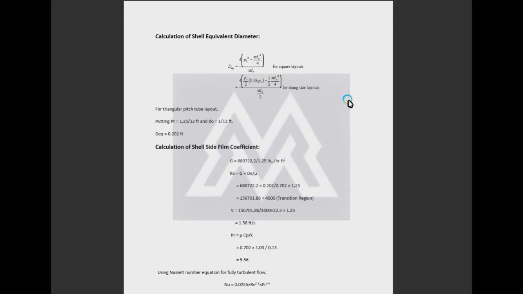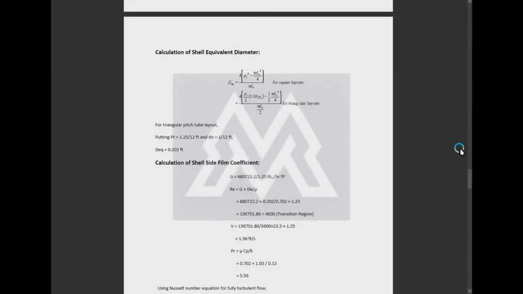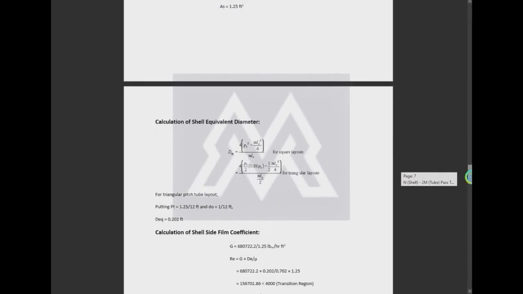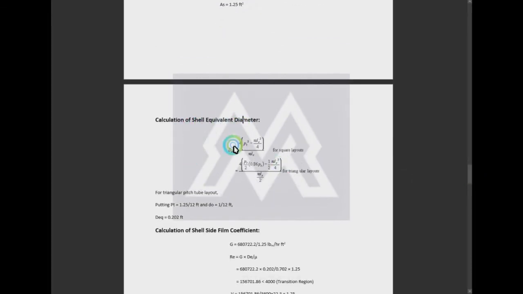Welcome to Camo Monster Shell and Tube Heat Exchanger Design Part 2. In the last part, we calculated the area of the shell. The next step is the calculation of the shell equivalent diameter.